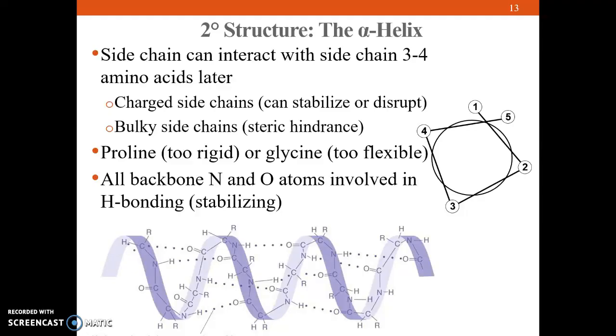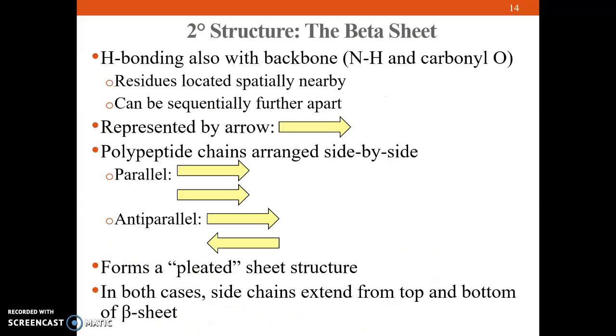Another comment on the alpha helix is that proline is too rigid to participate in an alpha helix, so it's often not seen in an alpha helix. It's called a helix breaker. And then glycine, because it's way too flexible, because it's just a hydrogen side chain, is also often not seen in an alpha helix because it's too flexible. So it's also known as a helix breaker. Okay? So that was the alpha helix.